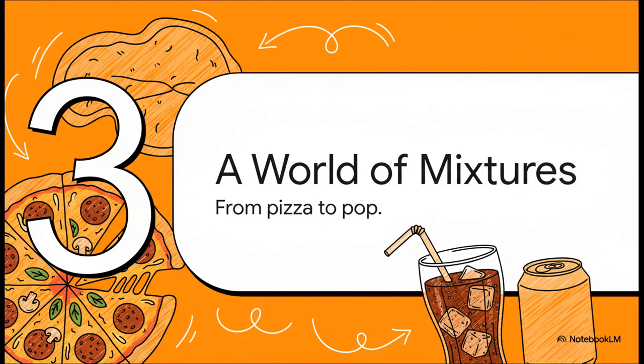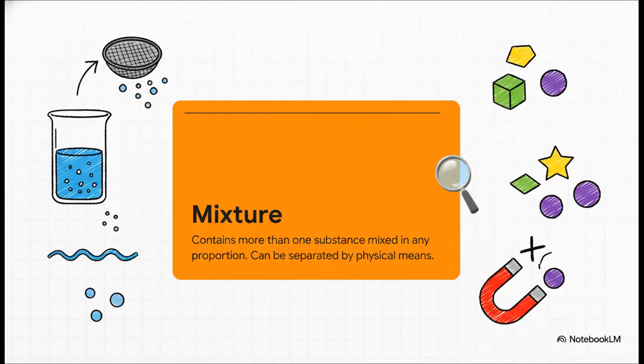All right, let's go down that mixture path first, because honestly, most of the stuff you and I deal with every single day, yep, it's a mixture. From the pizza you ate last night to the soda you're drinking right now. So what is a mixture? It's just two or more pure substances that are physically mixed together, but not chemically joined. That's the key. They're just hanging out in the same space. And because they aren't bonded, you can use physical means to get them apart again. You can also mix them in any ratio, a little bit of sugar in your tea or a whole lot.